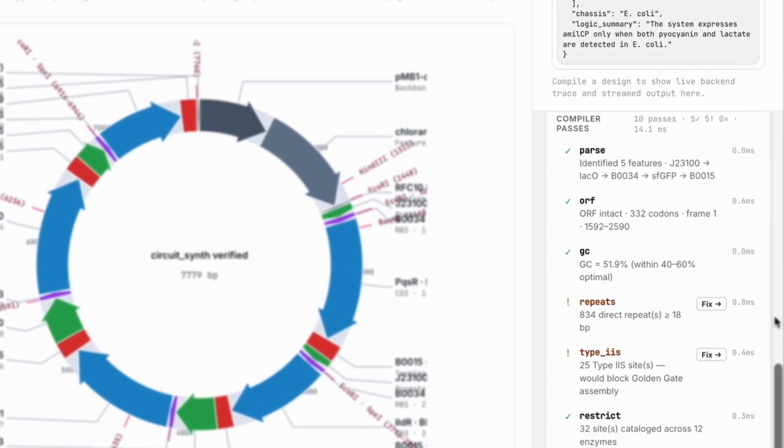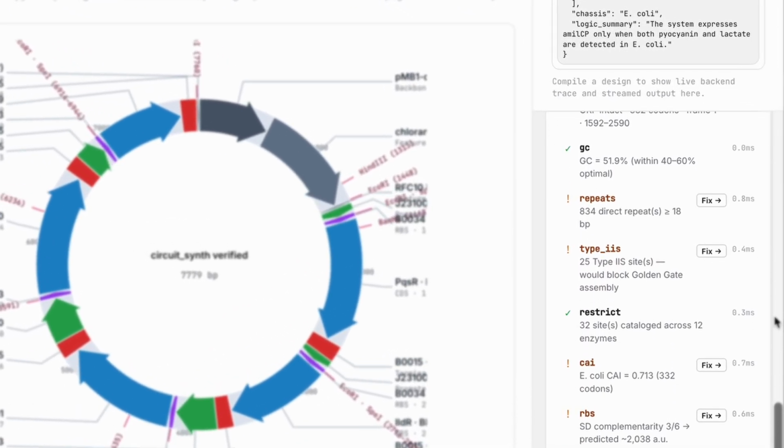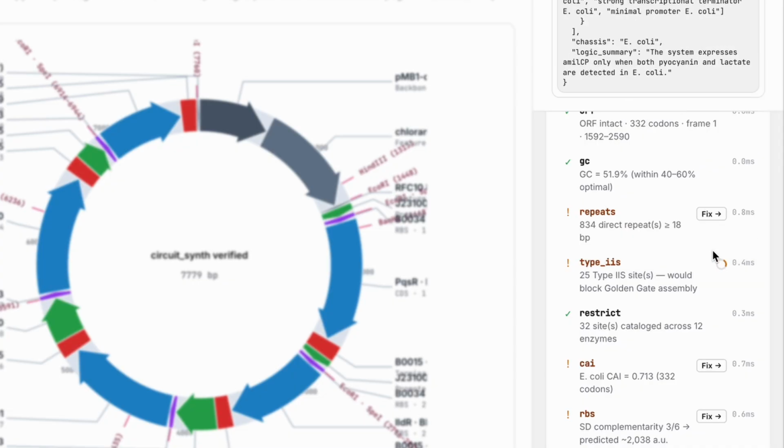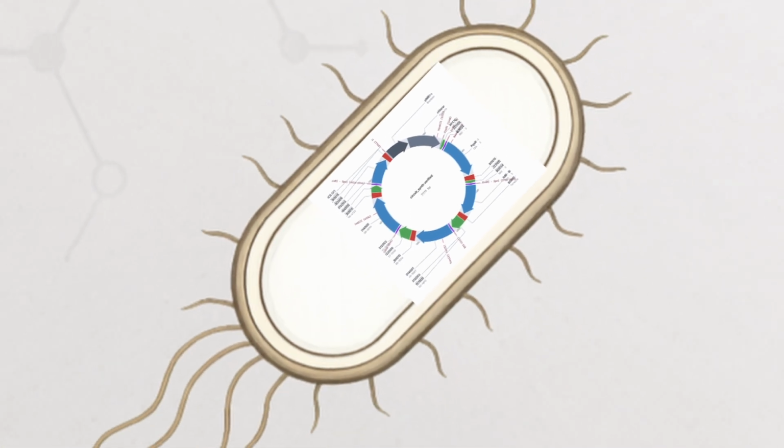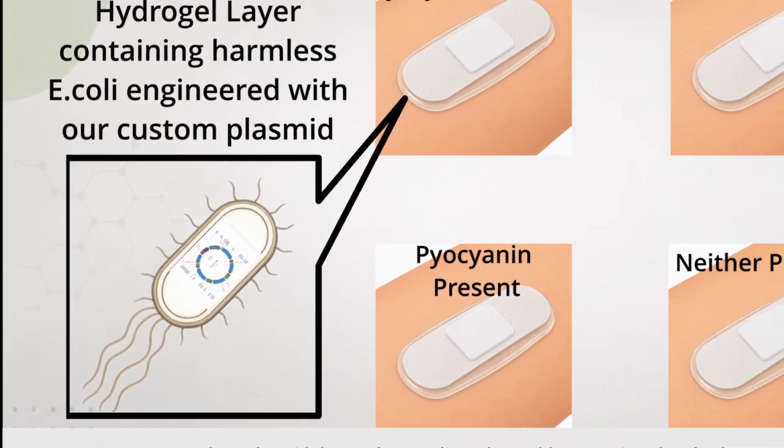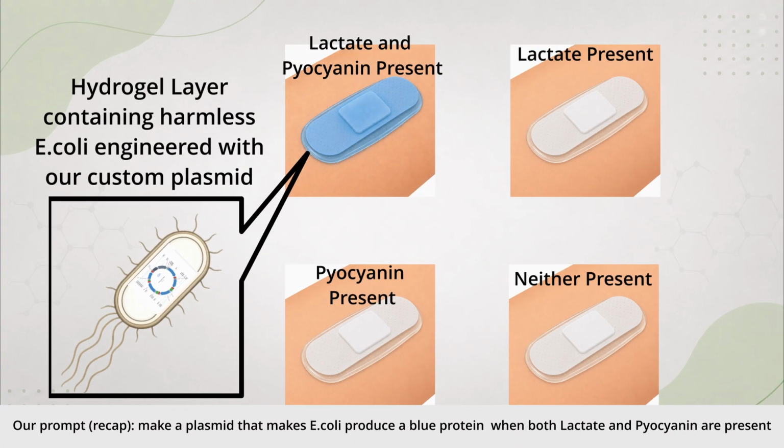Finally, our compiler passes scan the sequence for thousands of errors, like unstable repeats. With one click, OpenGeneEdit can repair them. In minutes, OpenGeneEdit turned our prompt into a plasmid that turns non-pathogenic E. coli blue when they sense the early signs of infection.